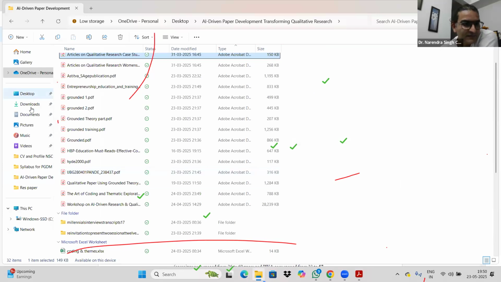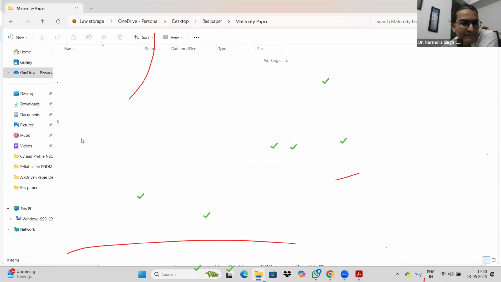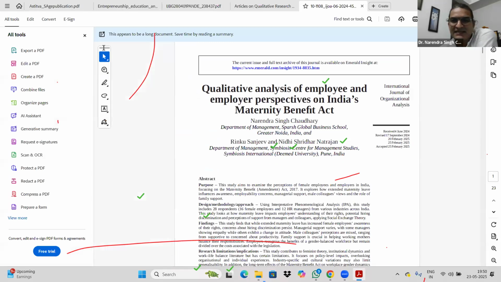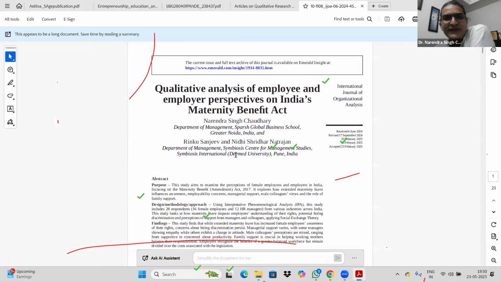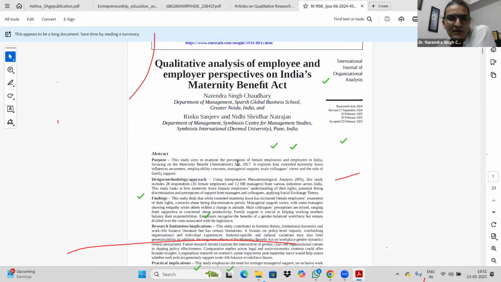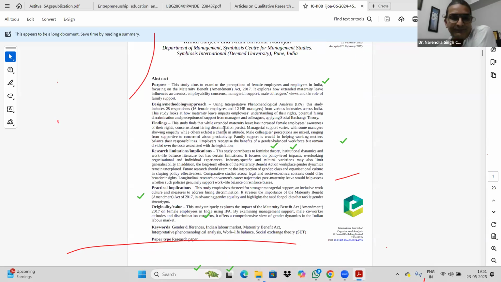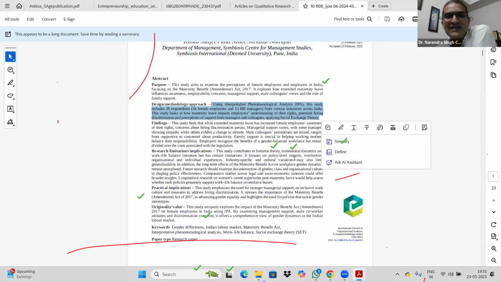Let me come to my papers. Give me a second. This is my recently published paper of 2025, which I published on maternity benefit. All right. This is a qualitative study, and I have used the IPA technique. I have also used a theory in this particular paper, that is social exchange theory. And here we have interviewed 28 respondents, right?